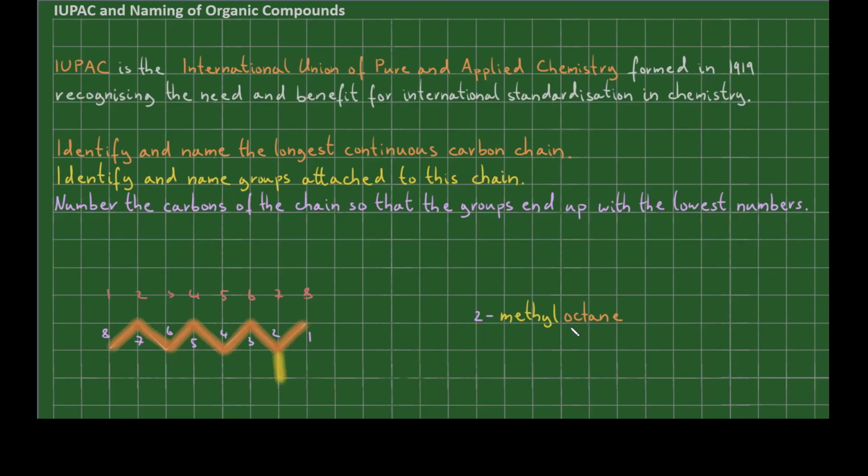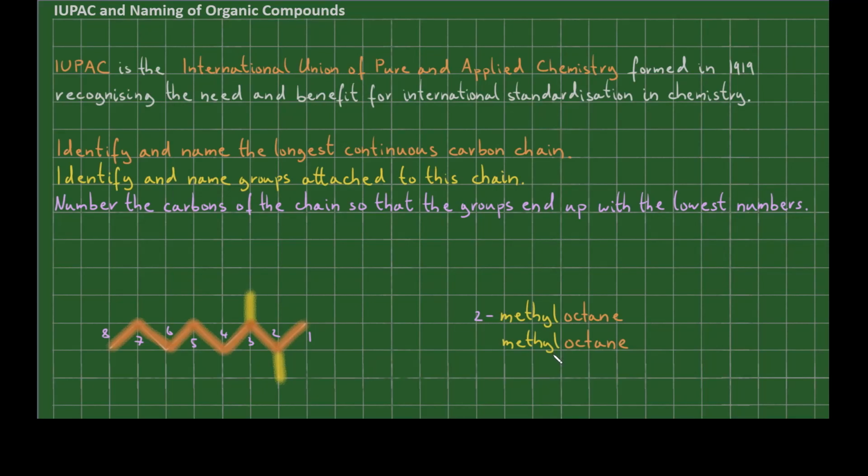Let me get rid of the incorrect numbering in red and add a second methyl group on carbon number 3. What is the name of this new compound? The longest continuous chain is still represented by the 8 carbons, so I'm still dealing with an octane. The groups attached to the octane are methyl groups, so I can still write in methyl.